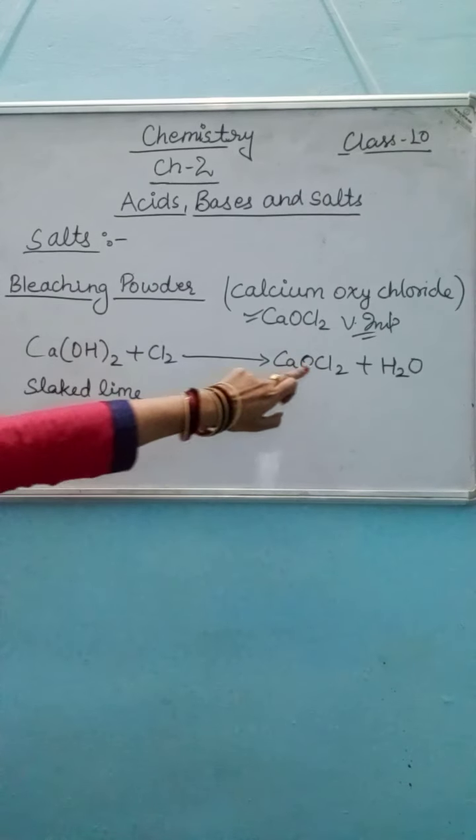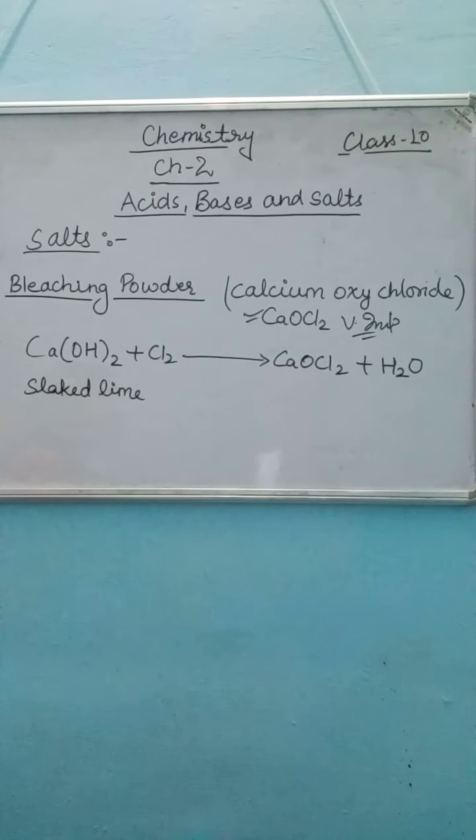Number 2, because chlorine is present here and chlorine is a good oxidizing agent, bleaching powder is also used as an oxidizing agent in the chemical industry. And the last one is that bleaching powder is used to make drinking water free from germs. These are the uses of bleaching powder.